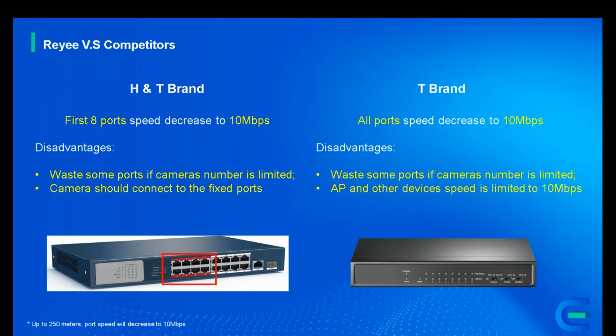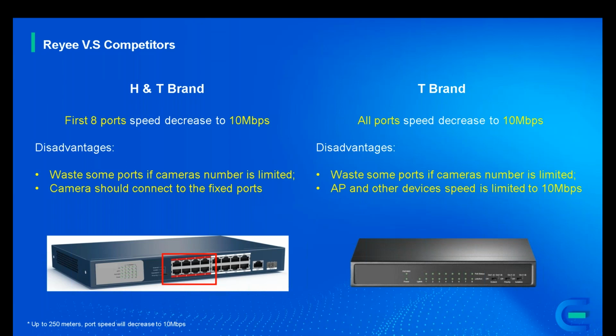When you enable these features, the speed of the port decreases to 10 megabits per second. So you are going to waste all the other ports. If you only have one or two cameras with long distance, the other ports are going to be wasted. You maybe want to use them for access points or for any other device, but if you use those ports for other connections, the speed of those ports is going to be 10 megabits per second. So it's a waste of ports.